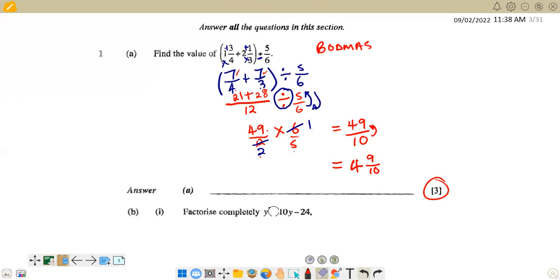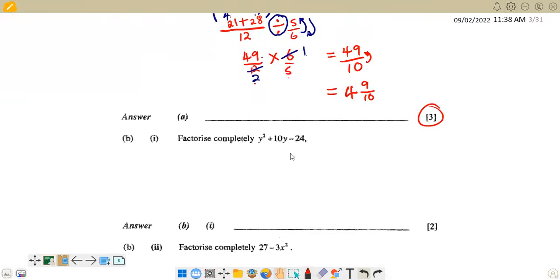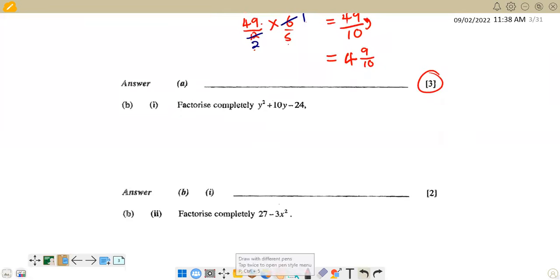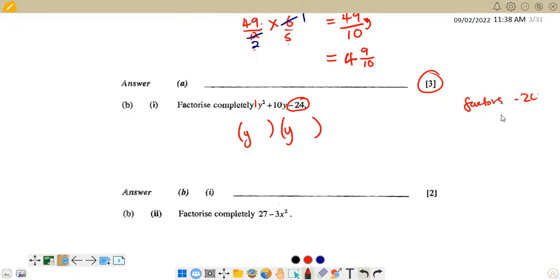Okay, so let's move on to the second part that we are given in this case. We're asked to factorize completely. So take note, we are factorizing completely here. So remember guys, on your factorization, I told you when the coefficient here is a 1, you can simply have your 2 brackets directly here. Okay, so you've got y here and y here, and you focus on this constant, which is minus 24. So we need factors of negative 24 that we are going to add to obtain the middle number here, which is a 10. So which factors are we having in this case?